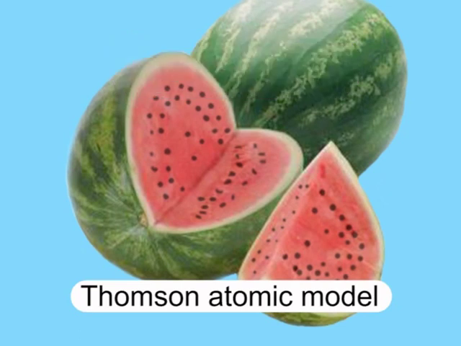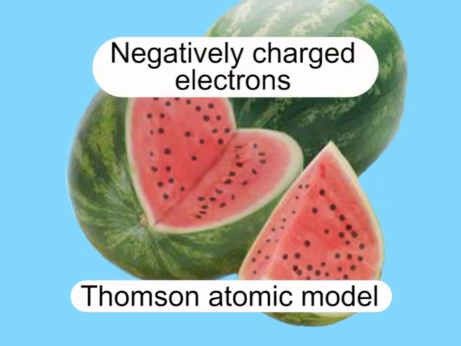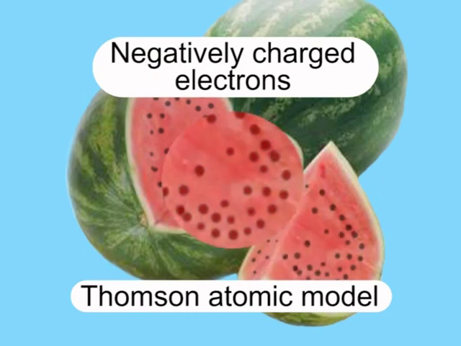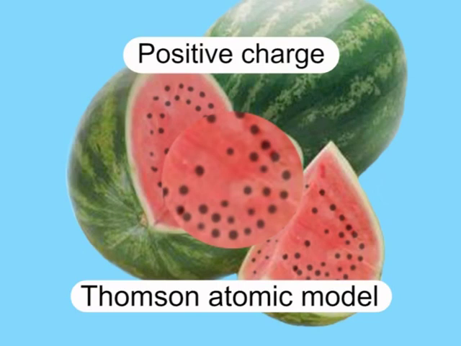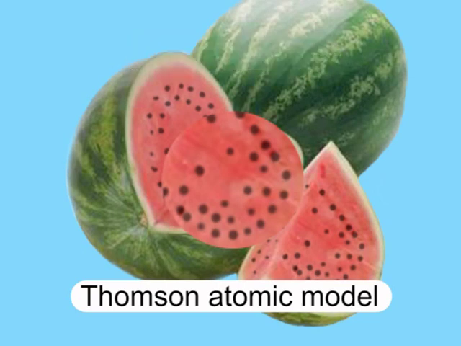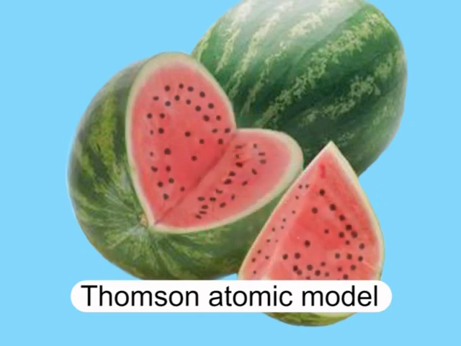In this model, it was believed that the negatively charged electrons resemble the seeds of watermelon and remain embedded in an atom, whereas the positive charge is spread all over the atom and it resembles the red edible part of watermelon. However, it was rejected in the absence of any experimental evidence in its support.